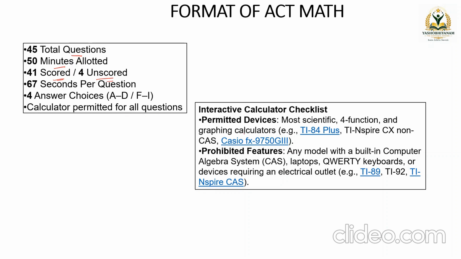There is a permitted list of calculators that you could take for the ACT test, and the most common ones are the TI-84 Plus calculators. And of course, there are prohibited features that you can't have in the calculators, right? Those are all given there. You can also look at the ACT.org webpage to get more details about the ACT test.